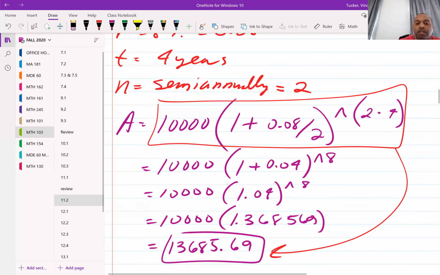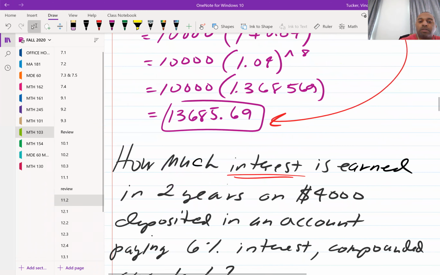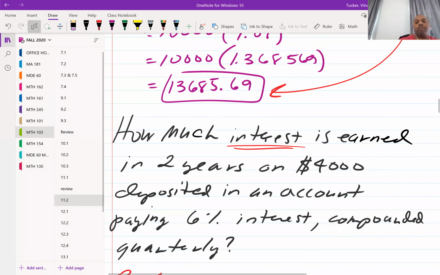All right, any questions? We'll go to the next one. Make sure we're good. All right, so let's look at the next one. How much interest is earned in 2 years on $4,000 deposited in an account paying 6% interest, compounded quarterly?